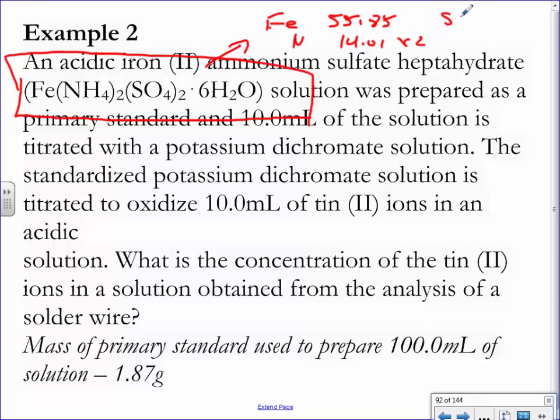You're going to need a sulfur at 32.07, and you're going to want 2 of those. Hydrogen is 1.01, and you're going to want 8 plus 12, so that's 20. And oxygen, what is that? That's 8 and 6, 14. So I need you guys to calculate me a molar mass of this beast of a chemical here. Does that make sense what I'm asking for you guys to do?